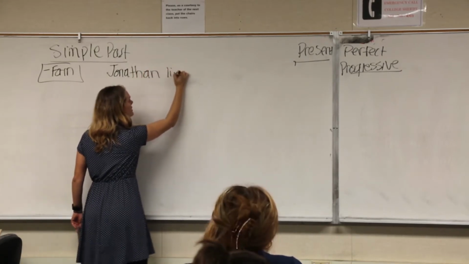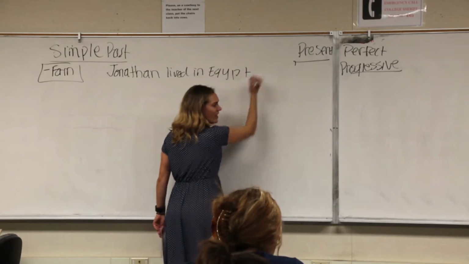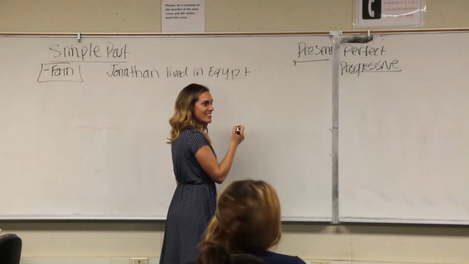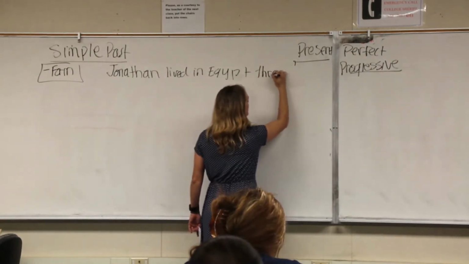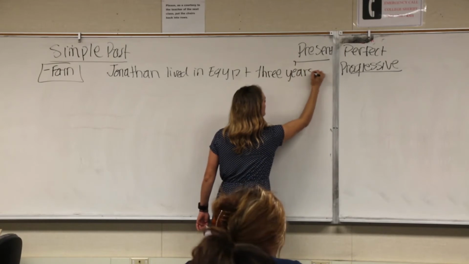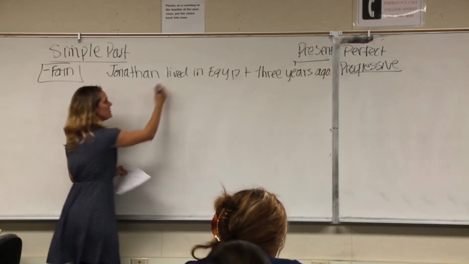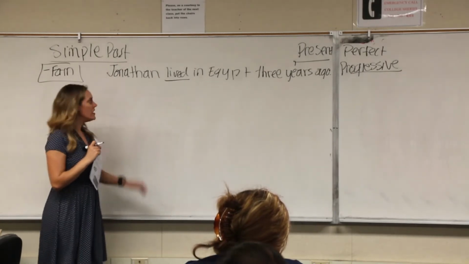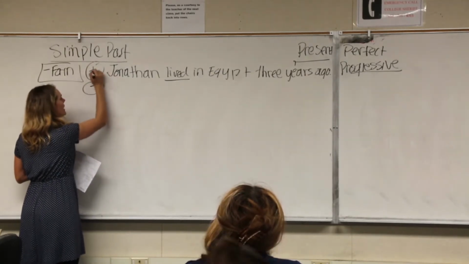Jonathan lived in Egypt. When? How long ago? How many years ago? 2 years ago? 3 years ago? Okay. 3 years ago. Okay? Jonathan lived, simple past. Jonathan lived in Egypt 3 years ago. Okay? So how do you make this affirmative statement, make it negative first?